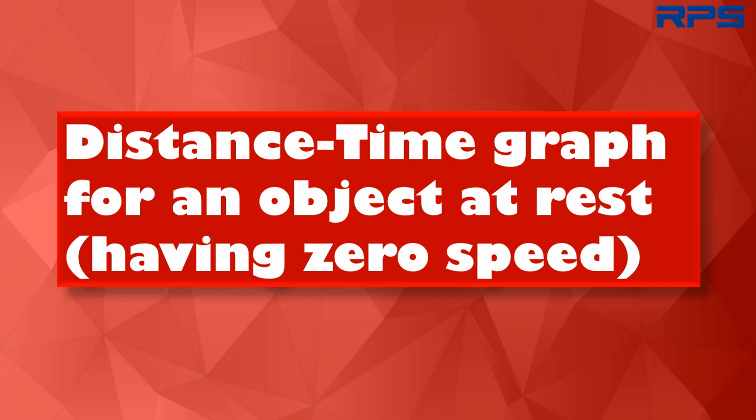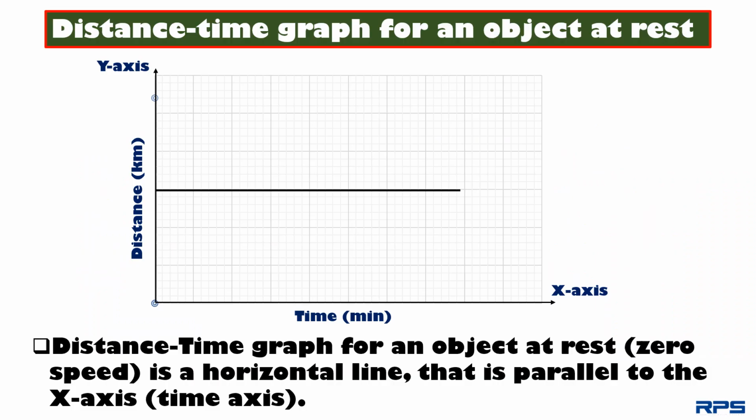Now, let's plot a distance-time graph for an object at rest or having zero speed. Imagine a car travels a certain distance and then comes to rest. The car does not move now with the passage of time. What would distance-time graph for such an object be like? The distance-time graph for an object at rest or having zero speed is a horizontal line that is parallel to the x-axis.